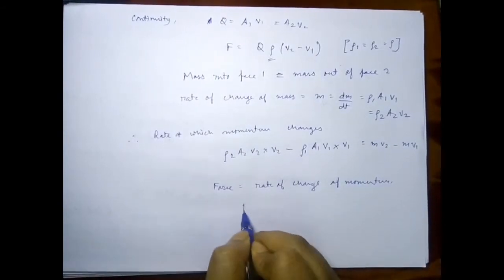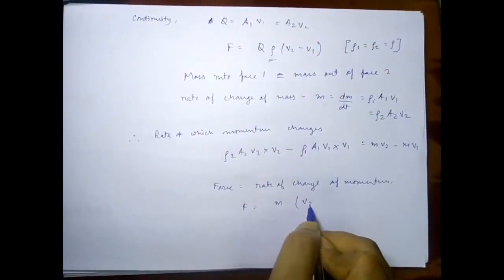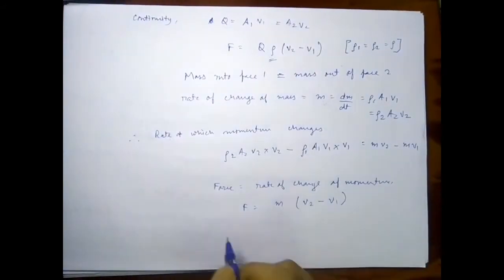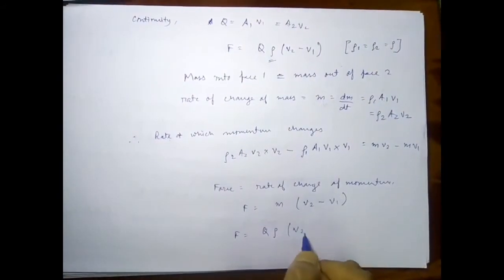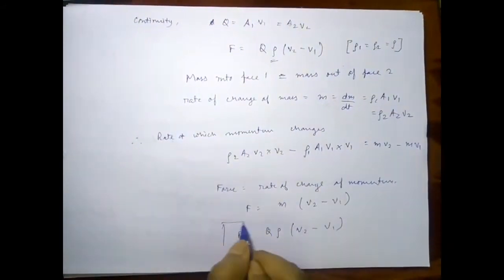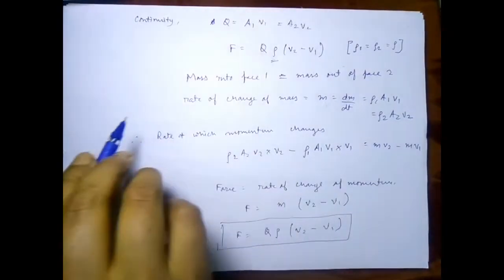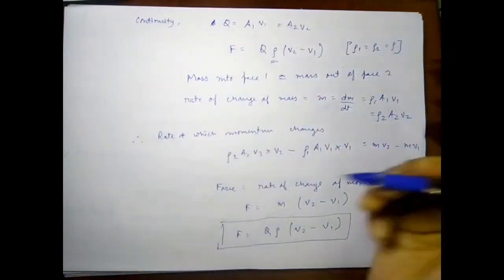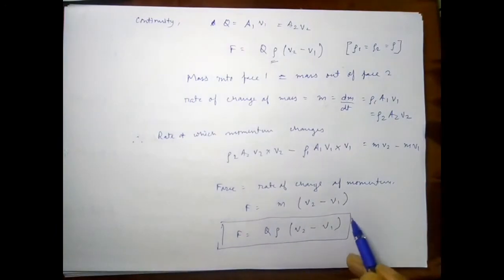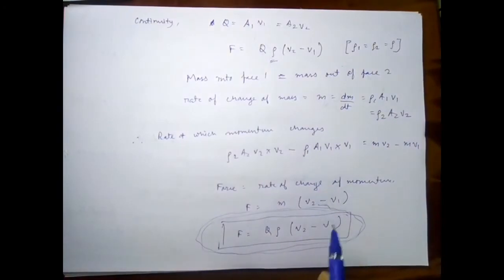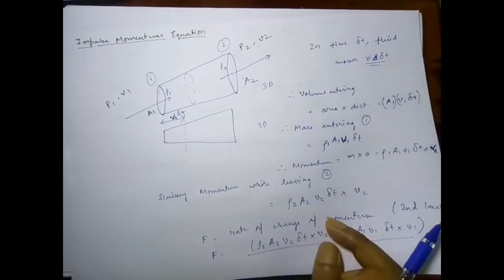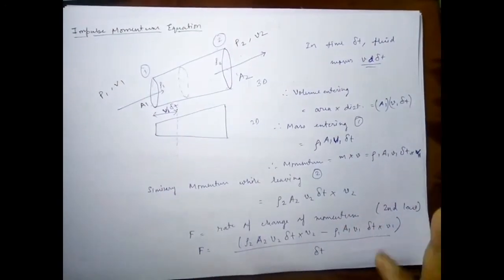again you can say that F is equal to m times V2 minus V1, and also F is equal to Q rho times V2 minus V1. So in both cases, if the fluid enters from 1 and exits to 2, or even enters from 2 and exits to 1, we'll get something similar to this, and this is known as the impulse momentum equation. So let's do some problems regarding this part of fluid dynamics.